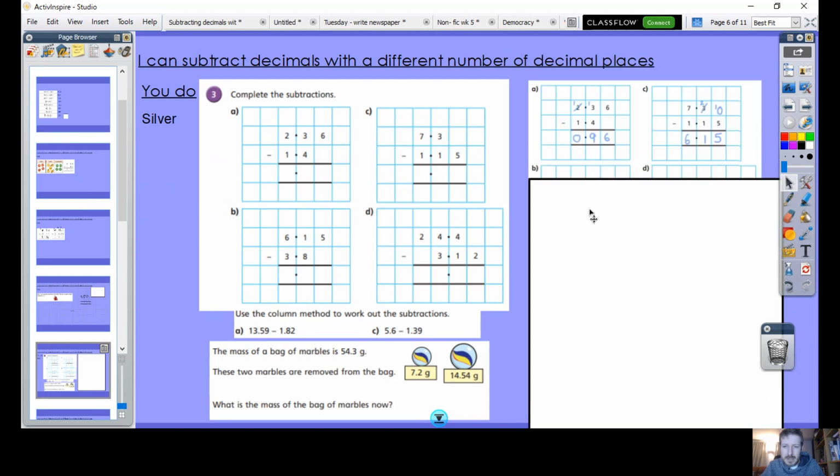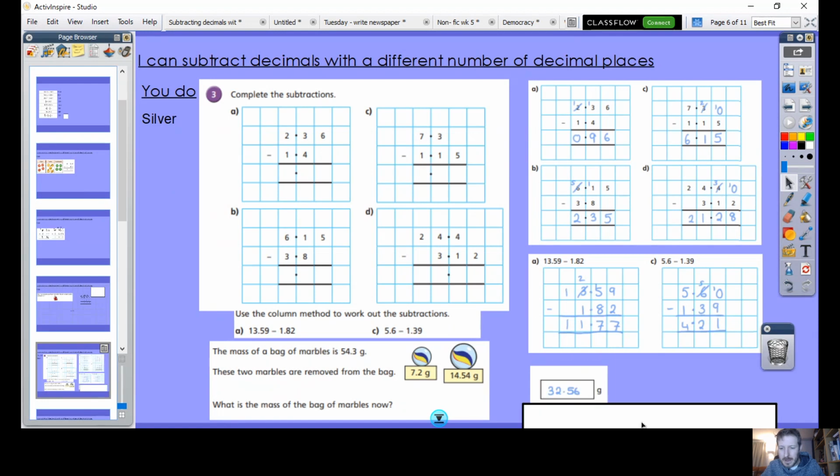Okay, let's have a look at the answers. Hopefully we can see these okay today. So 2.36 take away 1.4, we've got 0.96. 6.15 take away 3.8, we've got 2.35. 7.3 take away 1.15, we've got 6.15. Then 24.4 take away 3.12, we've got 21.28. And then 13.59 take away 1.82, got 11.77. And then 5.6 take away 1.39, got 4.21.